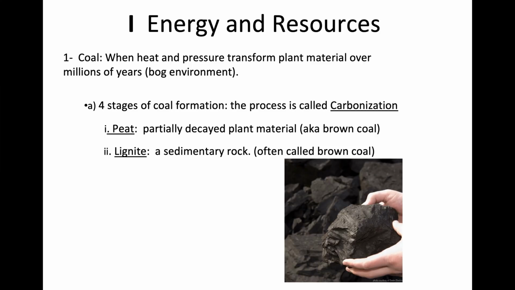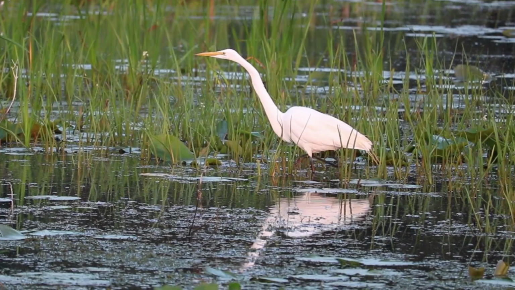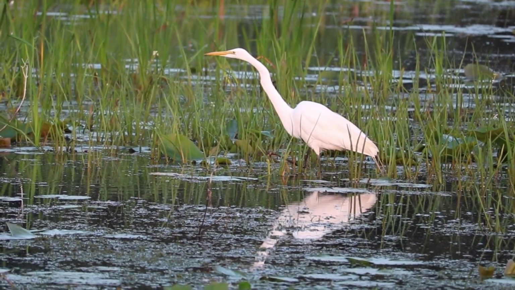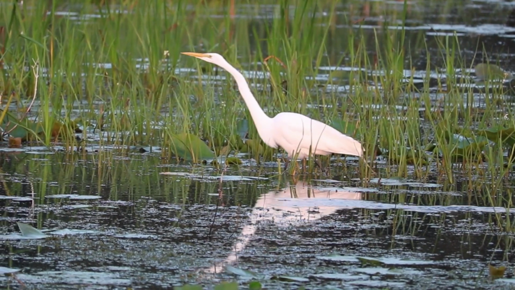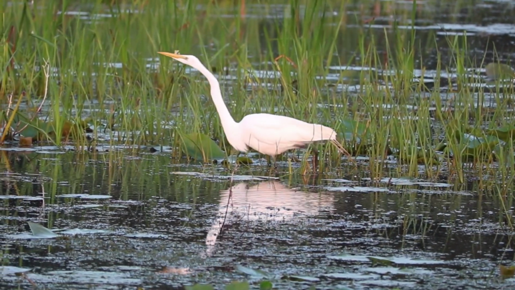Taking a closer look at coal formation, the really important fact you have to know about coal is that it forms in a bog. A bog or a swamp or a marsh or a wetland, all of those types of areas really define the same environment, one where there's standing water.